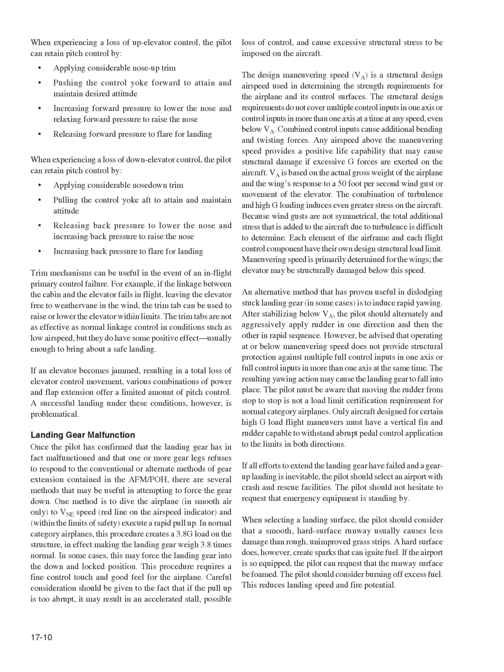Trim mechanisms can be useful in the event of an in-flight primary control failure. For example, if the linkage between the cabin and the elevator fails in flight, leaving the elevator free to weather vane in the wind, the trim tab can be used to raise or lower the elevator within limits. The trim tabs are not as effective as normal linkage control in conditions such as low airspeed, but they do have some positive effect, usually enough to bring about a safe landing.